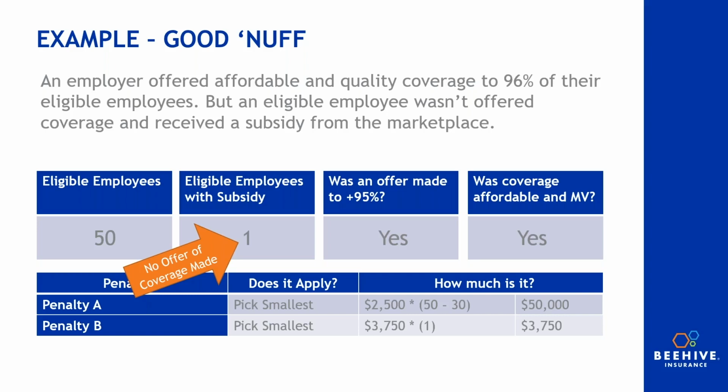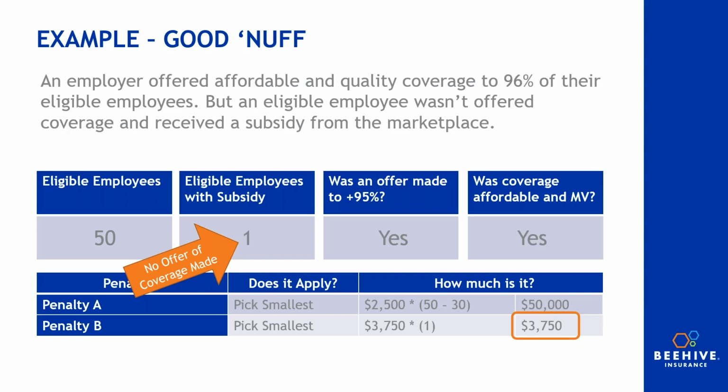And the cost for the year, the penalty, is $3,750. I really like multiplying things by 1. It's a great number. Because it's the smallest, that would be the penalty. And you may notice that if you were to divide that by 12, it would be about $300. So the cost for not offering that employee coverage per month ended up being about $300.